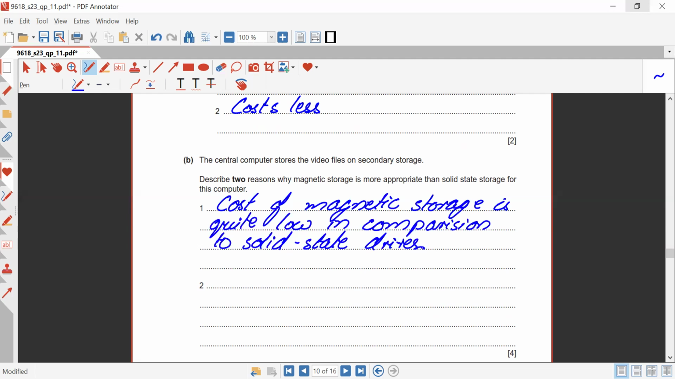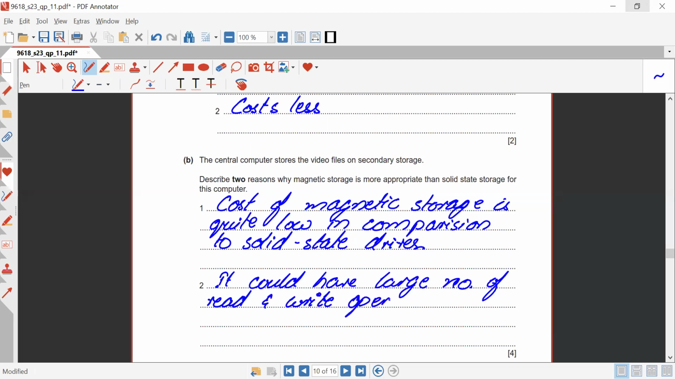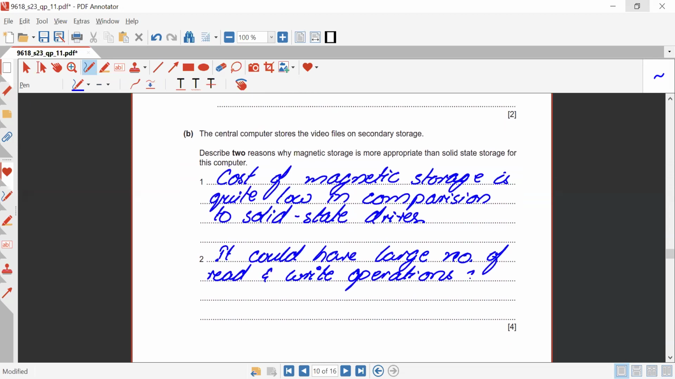Okay, now what could be the other thing? It could have a large number of read and write operations, as no issue of longevity.